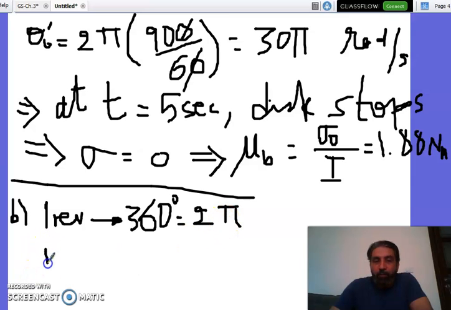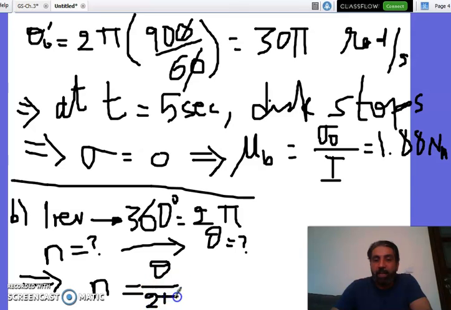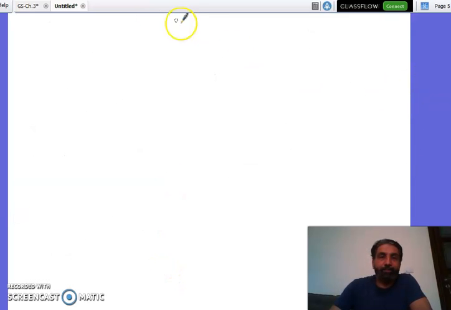Now I want the number of revolutions, and here it is, question mark. What is the corresponding angle? Theta. Okay, so this means that n equals theta over 2 pi. It means that to calculate n, you have to know the angle theta, but in radian, right? Okay.